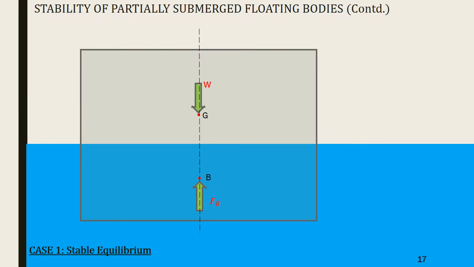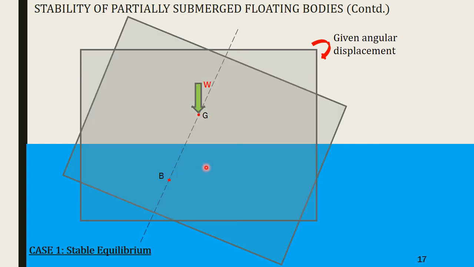So this is a partially submerged floating body. As you can see, this is the center of gravity and this is the center of buoyancy. Center of buoyancy is the center of the submerged portion. Center of gravity is the center of the body. Now we are discussing case 1, stable equilibrium. Now this body is going to be subjected to a small angular displacement. This is the angular displacement given to the body, and the body will tilt.